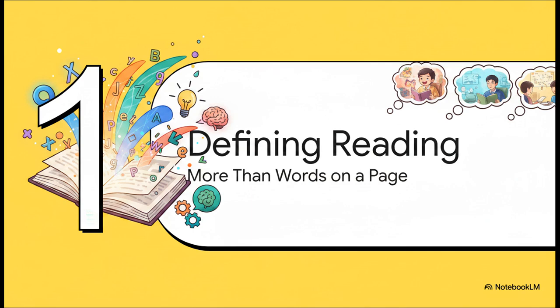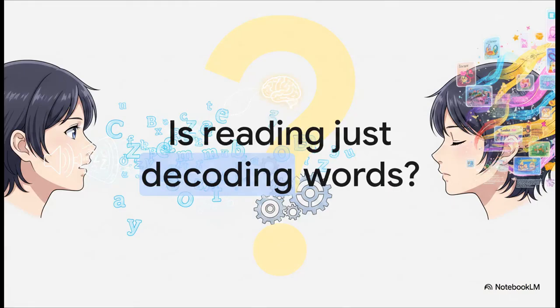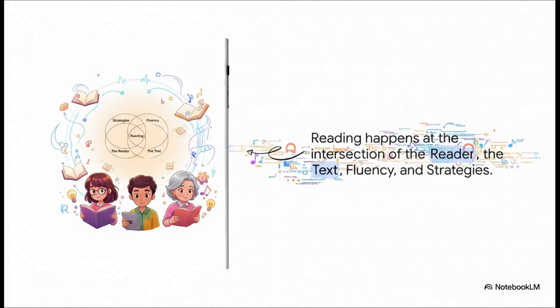Before we can even talk about how to teach reading, we have to agree on what it actually is. Is it just about being able to say the words on the page correctly? We tend to think of it that way, right? As just decoding, translating these little symbols on a page into sounds. But is that really the whole picture? Think about it. If a student can pronounce every single word perfectly, but has no clue what the paragraph means, have they actually read it? Not a chance. And this image shows us exactly why.